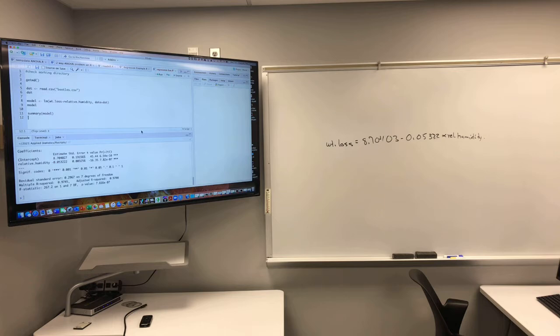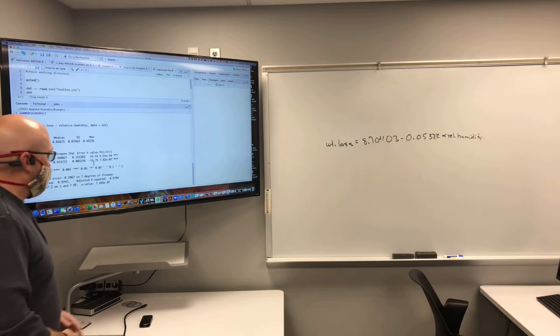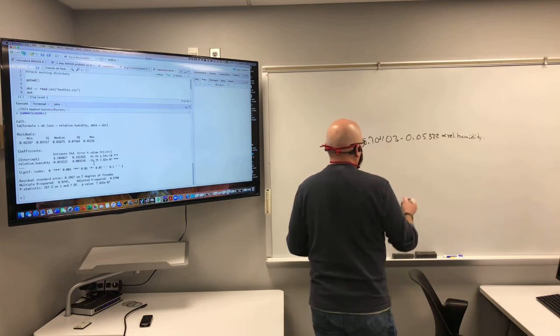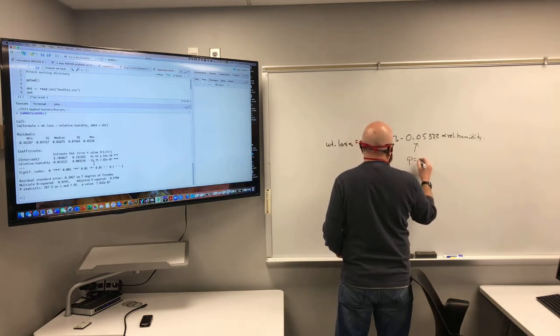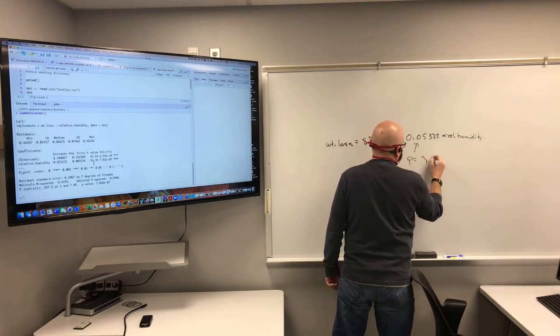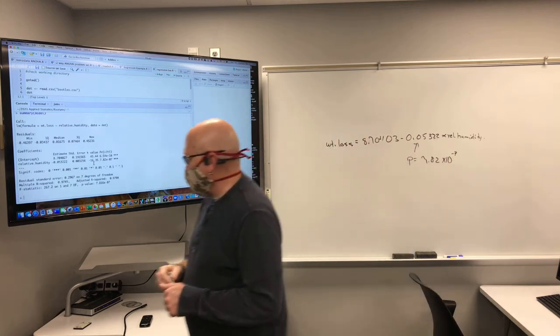This tells us not only what the coefficients are, but it also gives us the p-values for whether the intercept is different from an intercept of zero and whether the relative humidity is a slope value different from zero. And we see that the slope has a p-value associated with it of 7.82 times 10 to the minus 7th, which is a highly significant p-value.